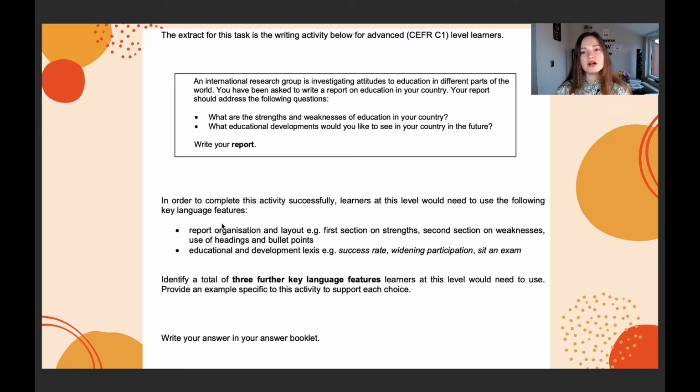Here we have advanced level, which means that your students are expected to have good command of English. Let's generate some ideas what these 3 features might be. Well, first of all, if we talk about the report, we may think about some format. What kind of format would it be? What kind of style it would be? Since we can't comment on the report organization and layout, we can talk about the style.